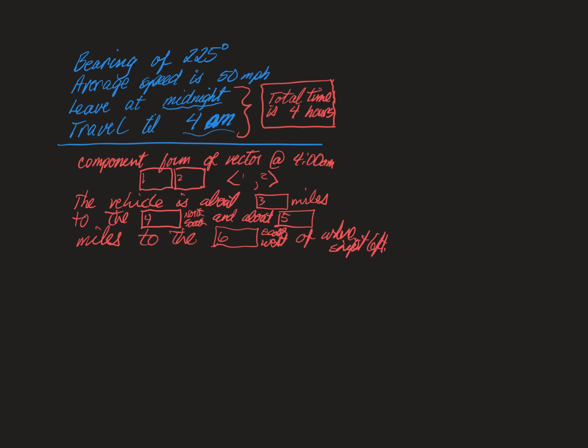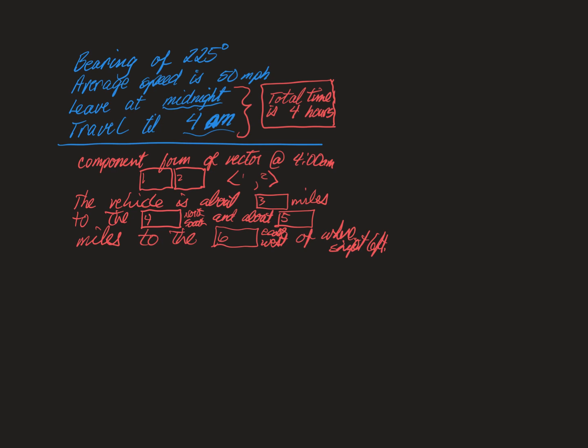So let's finish the problem, okay? So we now know the bearing gives us a trig angle of 225. We know the average speed is 50 miles an hour.